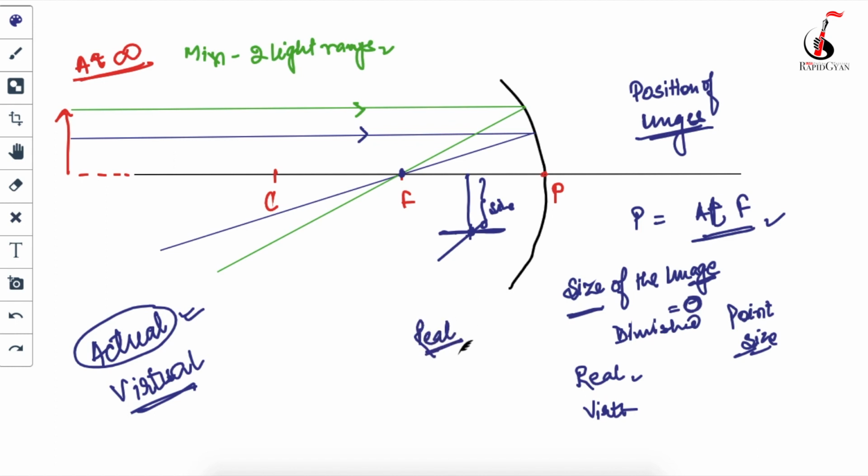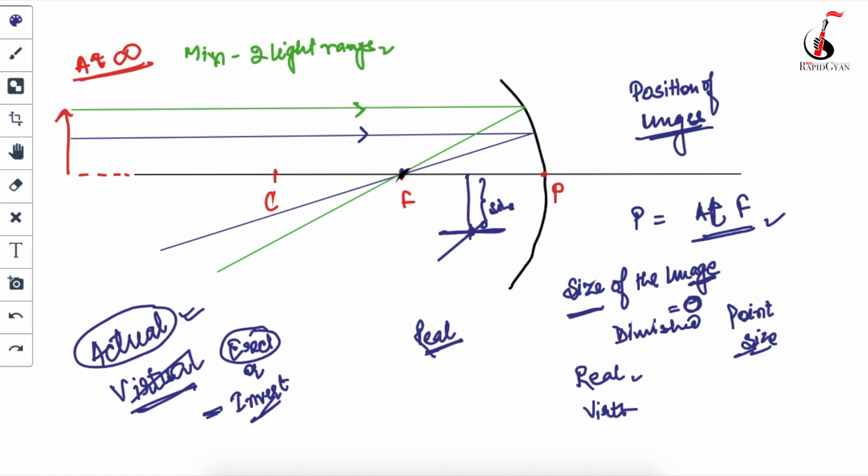Next it shows whether the image will be erect or inverted. What is the meaning of erect and inverted? Erect means the way your object is, in the same way the image will be formed. In this case the object is upside, so if the image also forms upside, that will be the erect image. But if the image forms downside, that will be your inverted image. Since this is a point size image, we can't say whether it's erect or inverted, because we are not able to see that.